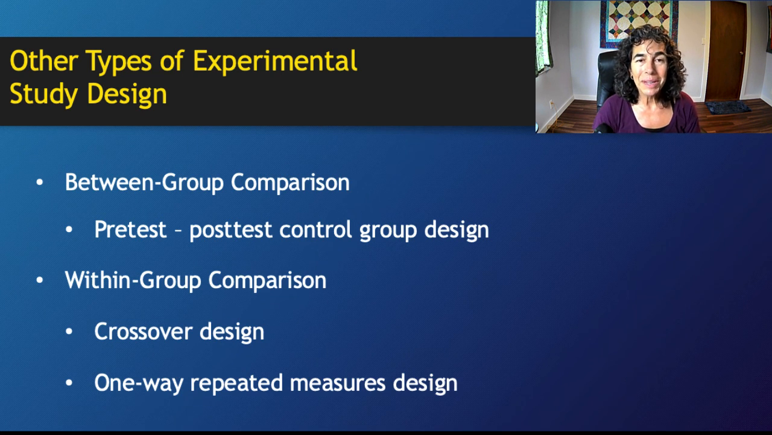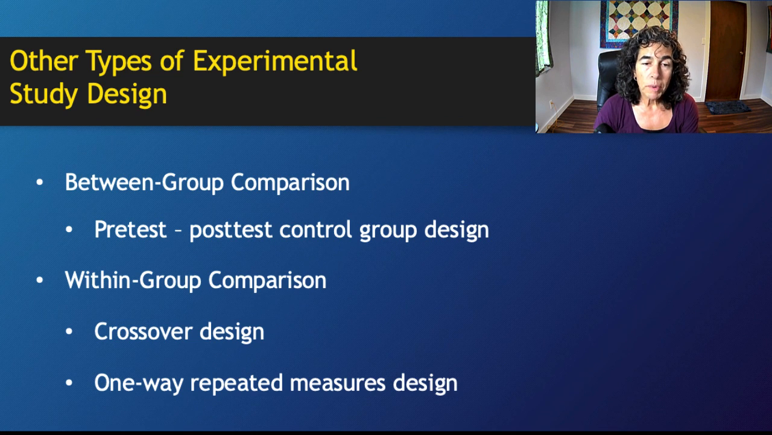All right, so there's a number of other types of experimental study designs. The first one is between group comparison, and typically what this means is that there's a pretest and a posttest and a control group. The pretest posttest design is an experiment where measures are taken before and after treatment. The design part means that you're able to see the effects of some type of treatment on a group. Pretest posttest designs may be quasi-experimental, which means that participants are not assigned randomly.